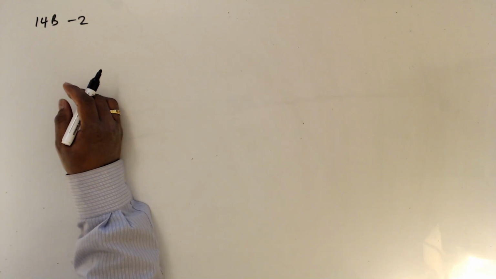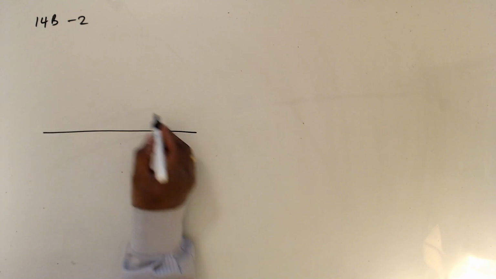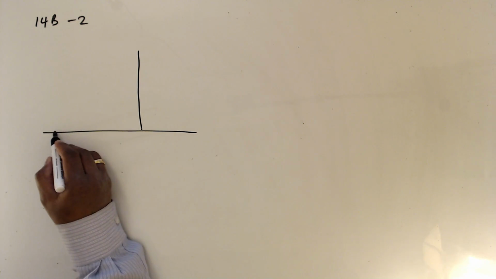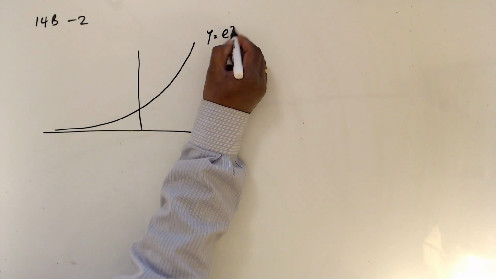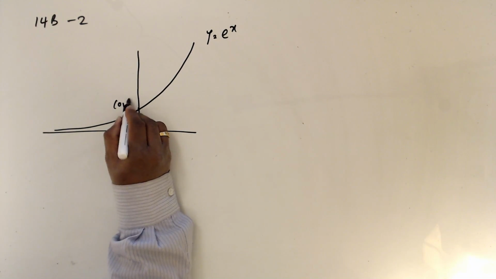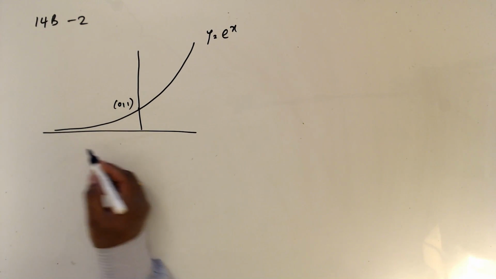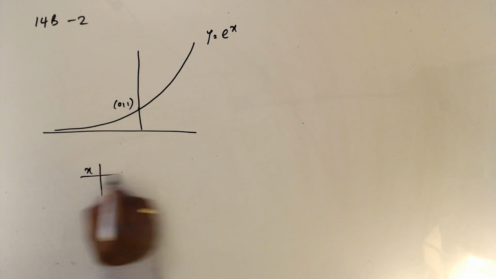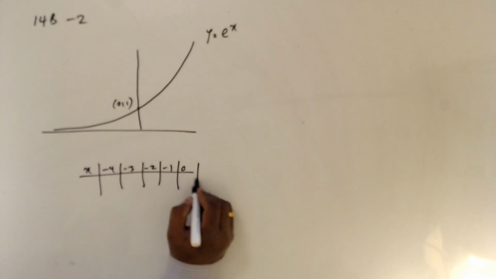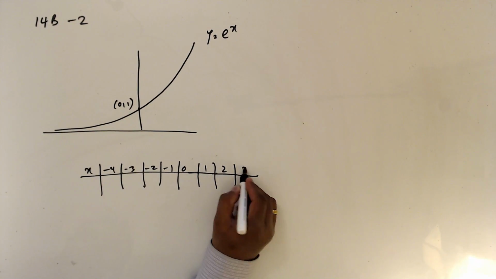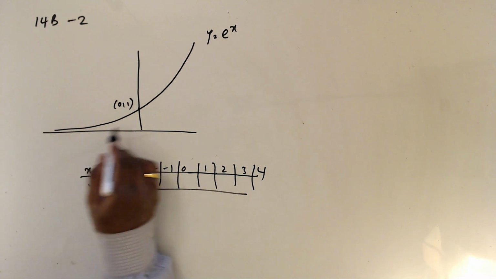Question number 2. Draw an accurate graph of y equals e^x. I'm not going to draw an accurate graph, so you can do it. So this is the graph, y equals e to the power x. So this is 0, 1. You can draw the accurate graph taking some points x equals minus 4, minus 3, minus 2, minus 1, 0, 1, 2, 3, and 4. Then you can find the y values and then you can plot.